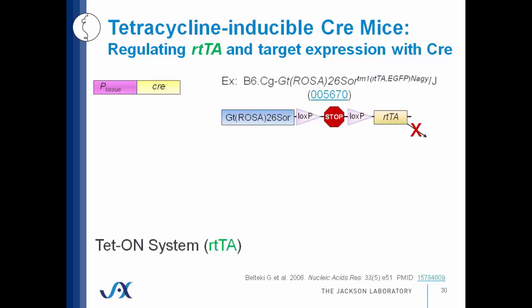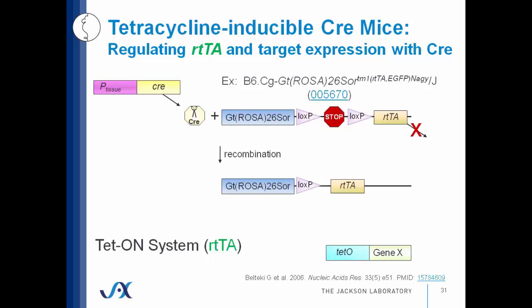So those mice don't express rtTA, and then of course you have your gene of interest driven by the TET-O promoter. And so when you combine all three of those alleles, Cre will be expressed in your tissue of interest, can then remove the loxP-flanked stop cassette, and then you'll get rtTA expression, and then when you give those mice doxycycline, that will then turn on expression of your gene of interest.